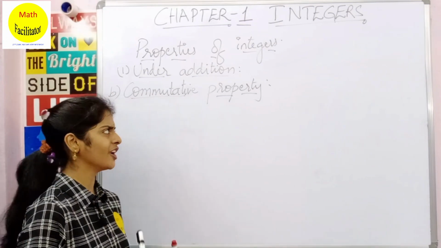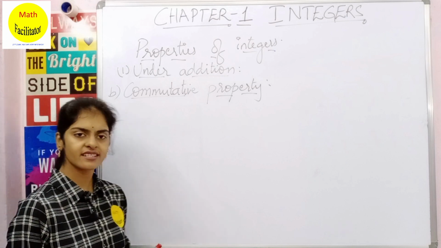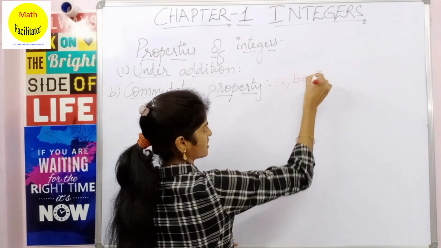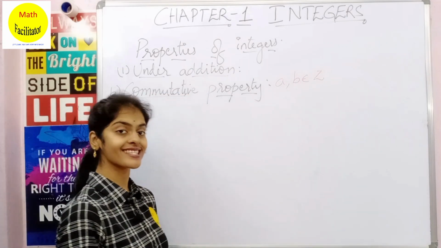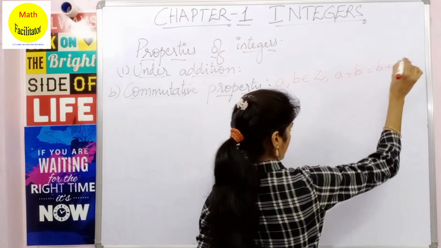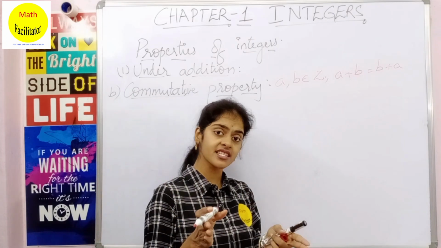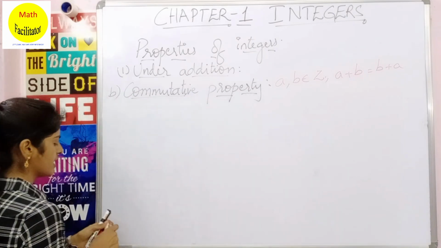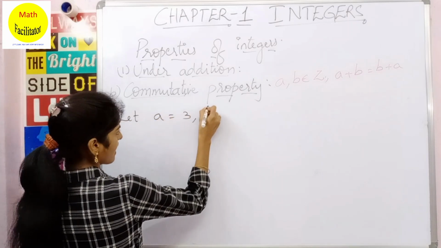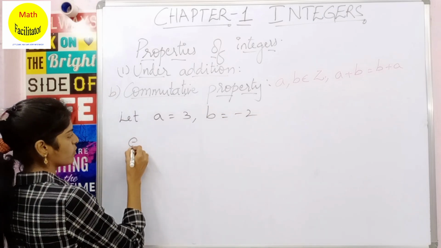Now let us talk about commutative property under addition. What does the commutative property state? If A and B are two integers, if A and B belong to integers, then A plus B should be equal to B plus A. That means you add both the integers in any order, but the answer you get should be the same. So now let us take an example. Let A be equal to 3 and B equal to minus 2. Both belong to integers. Now let us see what A plus B is.